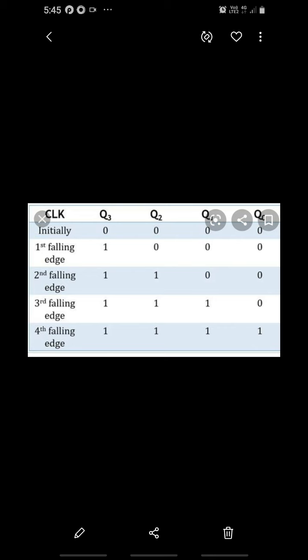Q is equal to Q0, Q1, Q2, Q3 is equal to 0, 0, 0, 1 after the first clock pulse, that is taking the MSB bit 1.